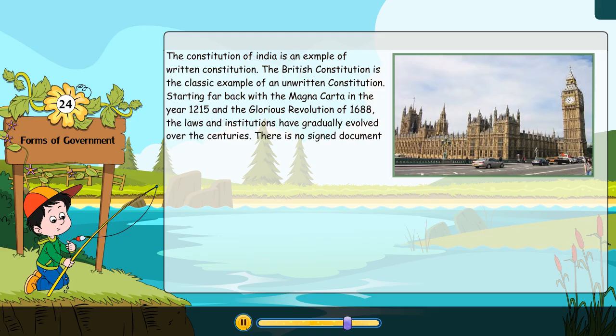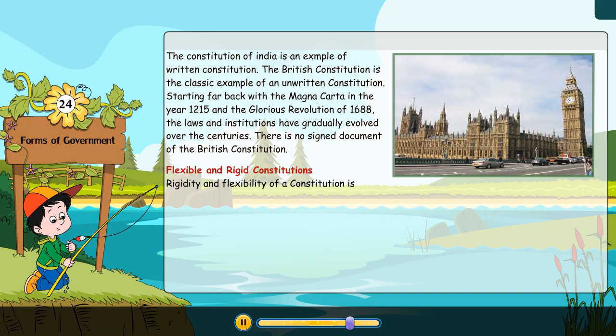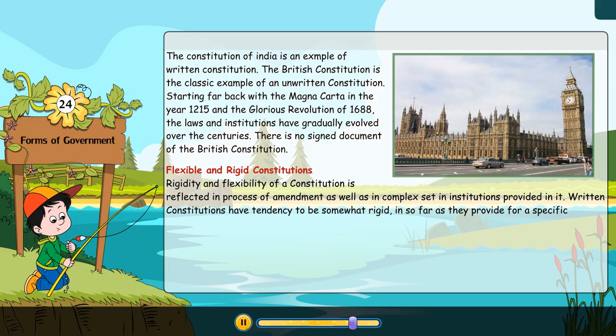Flexible and rigid constitutions. Rigidity and flexibility of a constitution is reflected in process of amendment as well as in complex set of institutions provided in it. Written constitutions have tendency to be somewhat rigid insofar as they provide for a specific procedure of amendment.